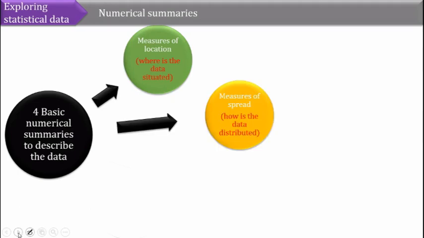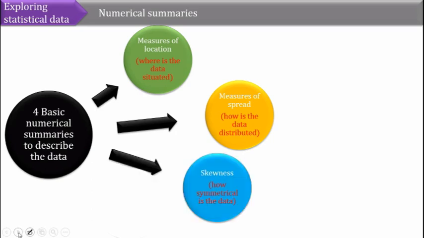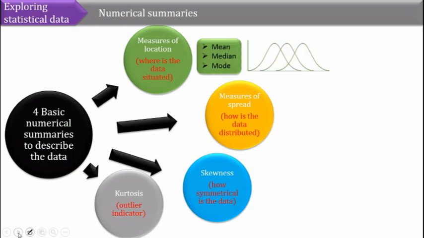Now, before we look specifically at measures of location, I just want to quickly overview the four numerical summaries that we will be discussing. The first one will be the measures of location. The next one will be the measures of spread. In other words, how the data is spread on the x-axis, or the horizontal axis in our case. And the third one will be the skewness, so how symmetrical is the data. And the last one is called kurtosis, which is a method for determining whether we should expect any outliers or any extreme values in the data set.